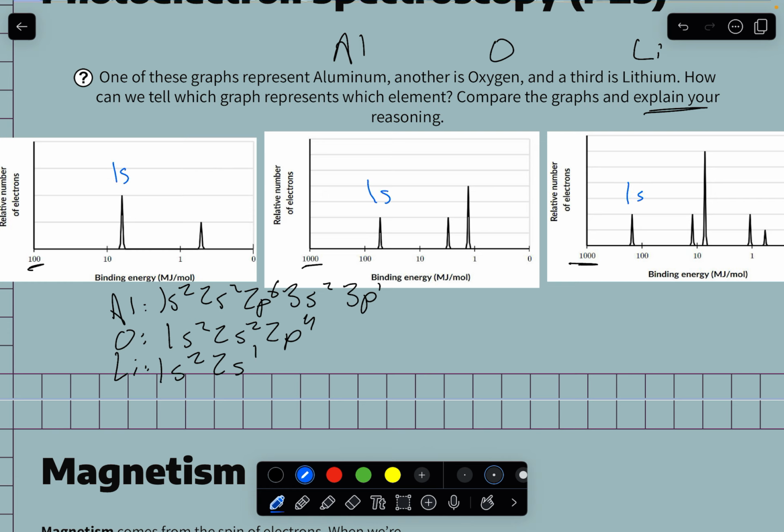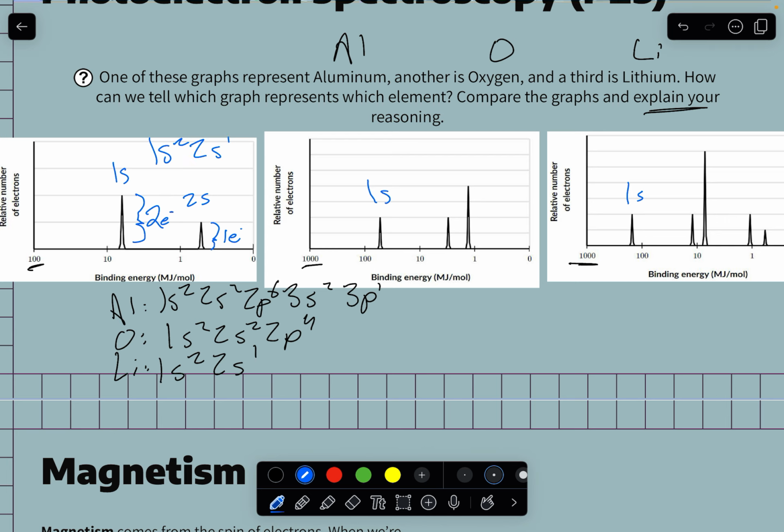Okay, something you can note here is this first graph goes to 100. The second and third go to 1,000. So the first graph, this element is going to have a weaker pull than the other two graphs. All right, but so for the first one we have 1s2, then 2s1. Right? So if you look at the number of bars, 2 bars means 2 electrons. This one's only 1 bar, so it's 1 electron. So we have 1s2, 2s1.